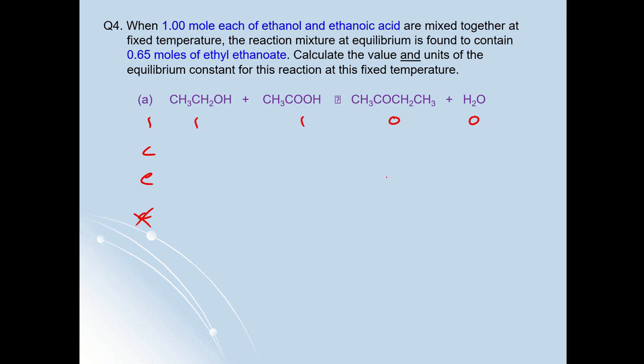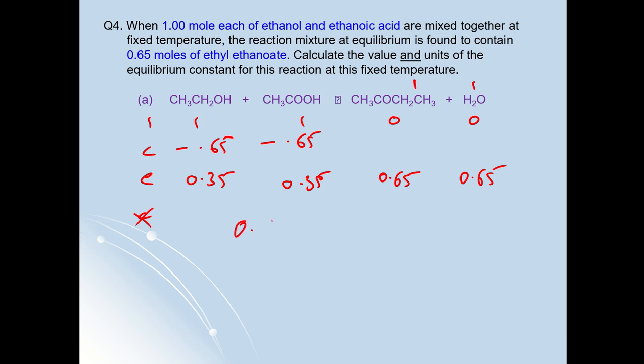We are going to make, okay, at equilibrium, 0.65 of this. So remember, we make the water in a 1-to-1 ratio with the ester, so we're going to make 0.65 of that. That means we must have reacted 0.65 of that, and we must have reacted 0.65 of that. Okay, that leaves us with 0.35 of that, 0.35 of that. So hopefully the light is shining here, you can see how easy this is.